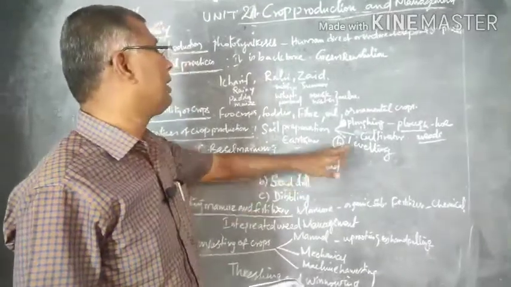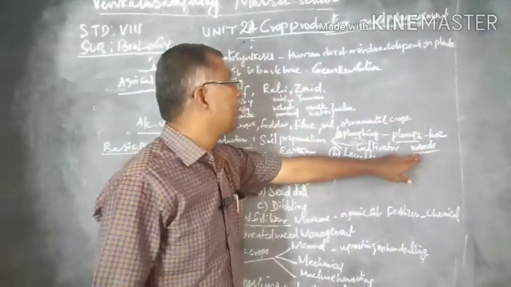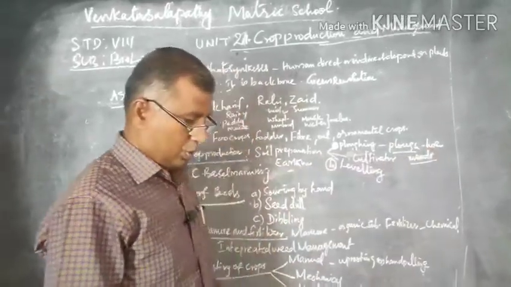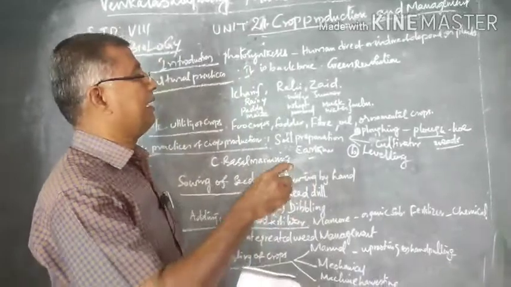This is the manual method. The second one is the hoe. It is a tool which is used to loosen the soil and remove the weeds.